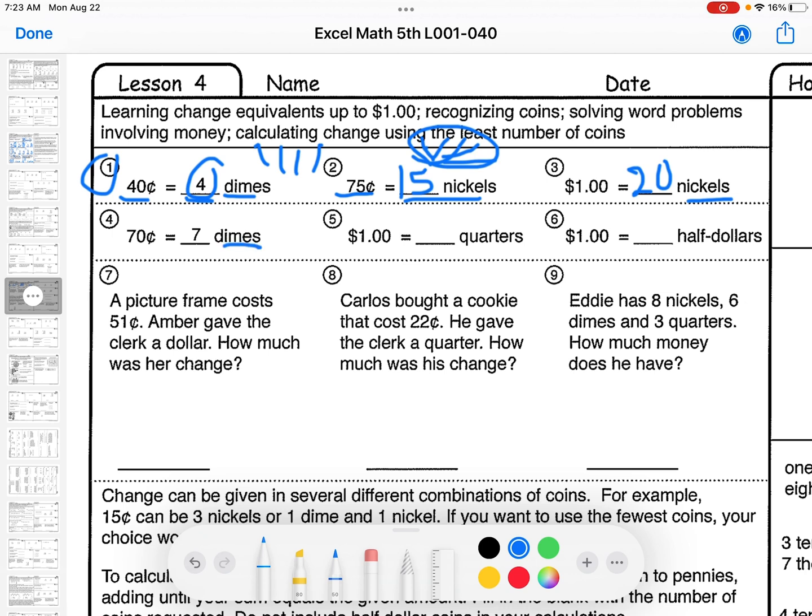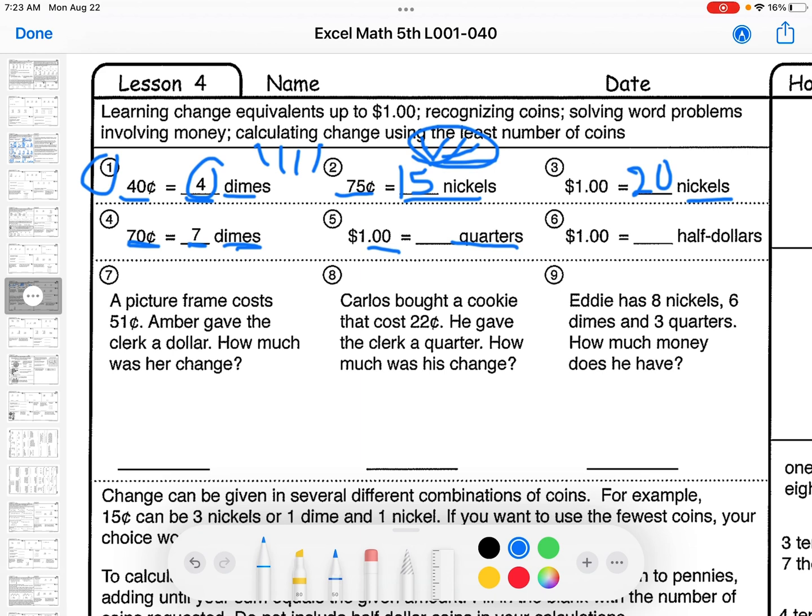All right, how about dimes? Dimes are worth, do you remember? 10 cents, right? 10 cents. So 70 cents is 7 dimes. 7 times 10 is 70. How many quarters are equal to $1? Let's see if you remember this. Pause the video and see if you can guess the answer.